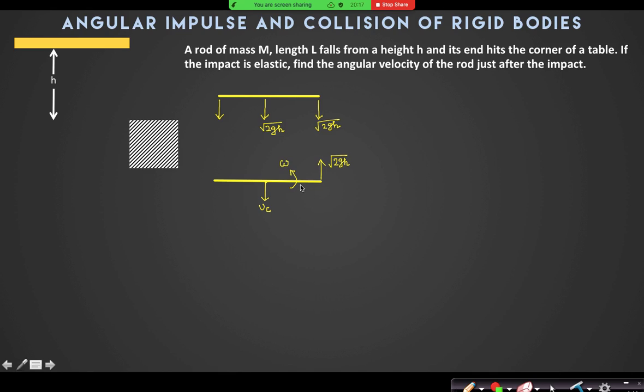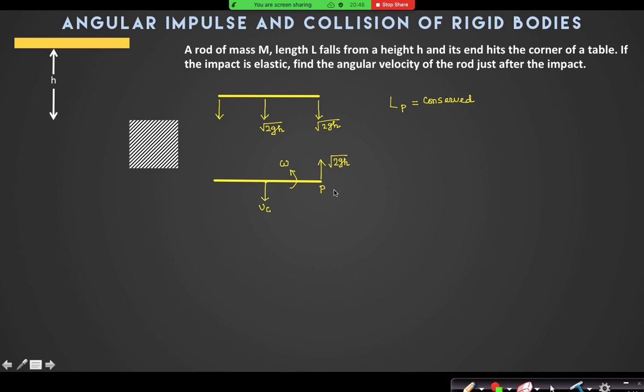So about which point can I conserve the angular momentum? Can I say this point of contact where the impulsive force lies, I can conserve angular momentum because the torque of the impulsive force will become zero now? Yes, sir. So angular momentum about P is conserved.